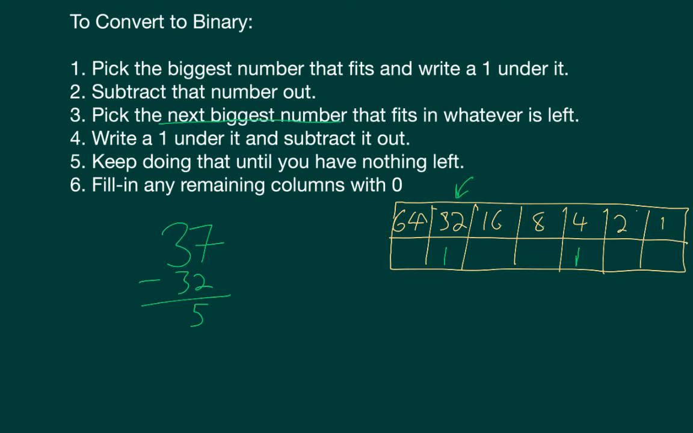We're going to use 4 and subtract that out. We're left with 1. 2 is too big, but 1 fits. And now we have nothing left. So we'll just fill in the rest of them with zeros. And that is our binary representation of the number 37.